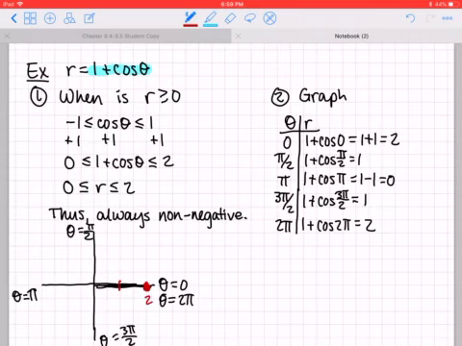When theta is pi over 2, so we're up here at the theta of pi over 2 line, we go out 1. So there we are. When we're on the theta equals pi line, we go out 0. When we're at the theta equals 3 pi over 2 line, we go out 1. And then when we're back at 2 pi, we go out 2 again. So we're back at that point.